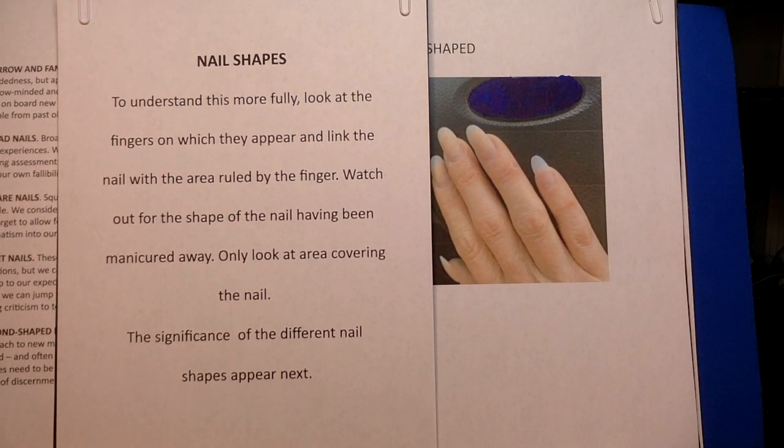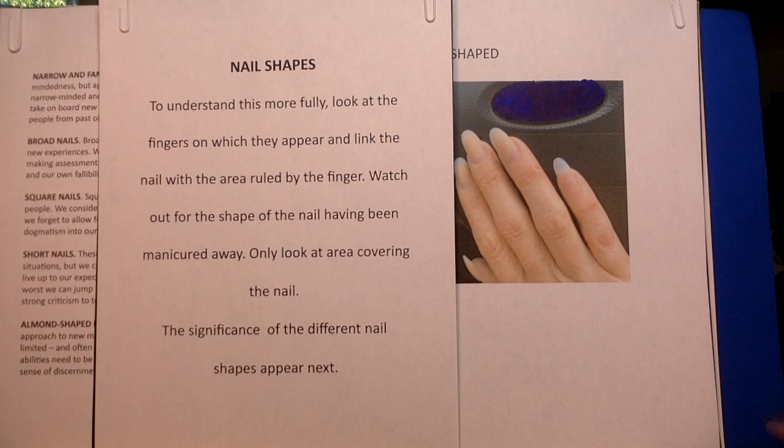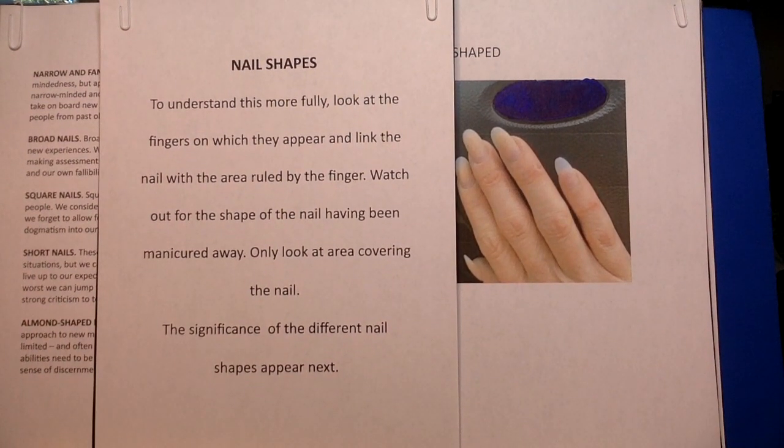To understand this more fully, look at the fingers on which they appear and link the nail with the area ruled by the finger. We touched on that before. So if you're looking at a finger, let's say it's one shape, and you notice on the other fingers it's a different shape, then stick with that finger and determine what that finger indicates, whether you're looking at a nail or not. All fingers have a category. Okay, I hope that's clear. Watch out for the shape of the nail having been manicured. Very important. Only look at the area covering the nail.